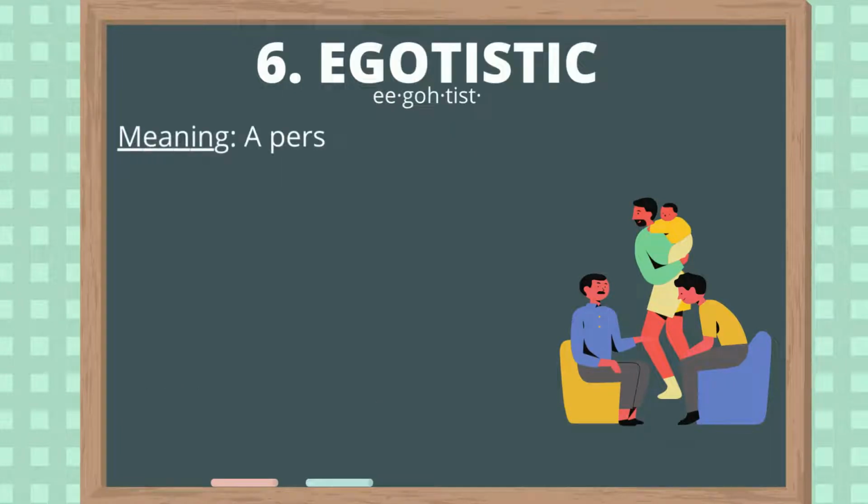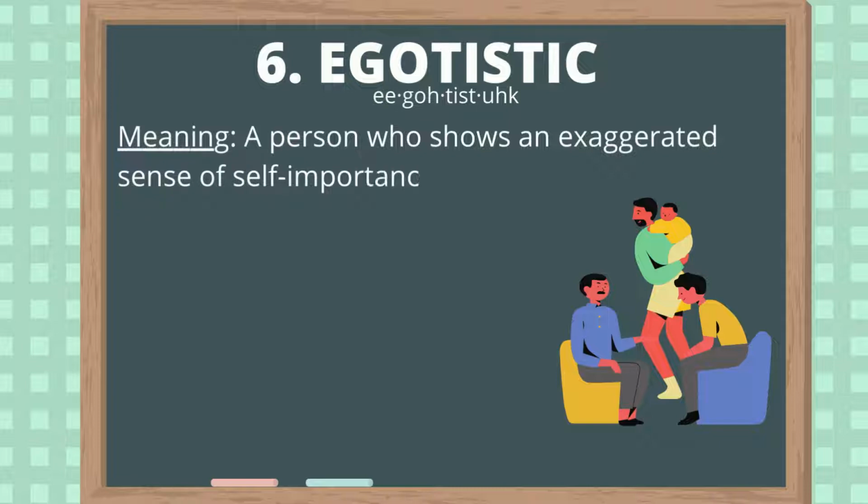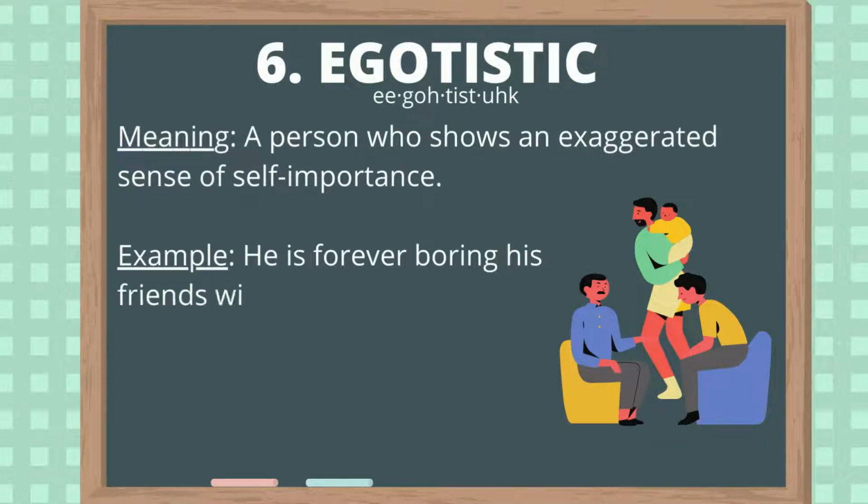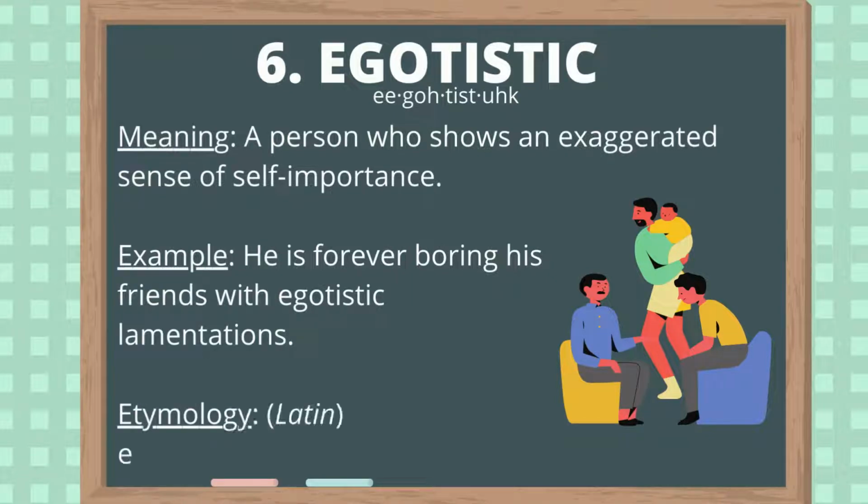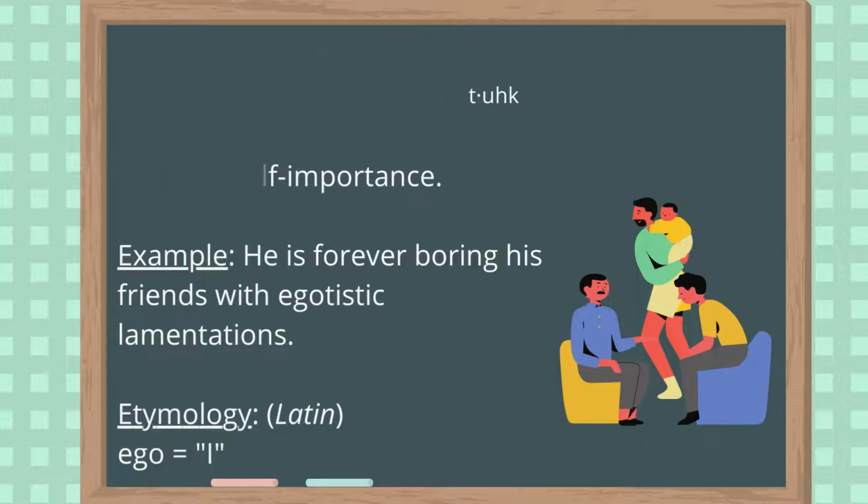Number 6. Egotistic. An egotistic person is someone who shows an exaggerated sense of self-importance. For example, he is forever boring his friends with egotistic lamentations. Egotistic has also been derived from the word ego, which means I.